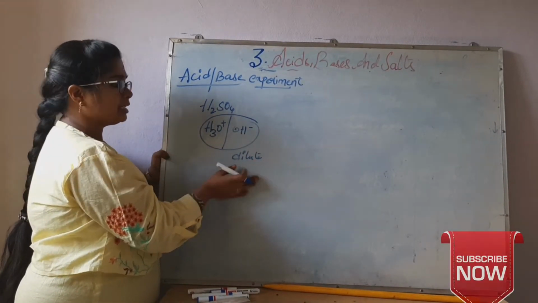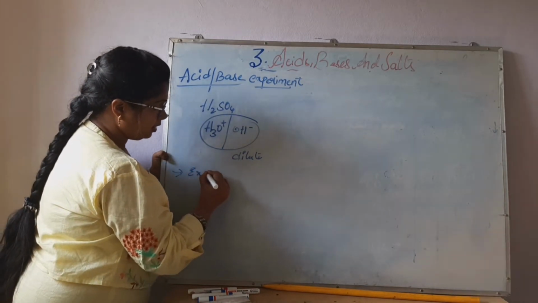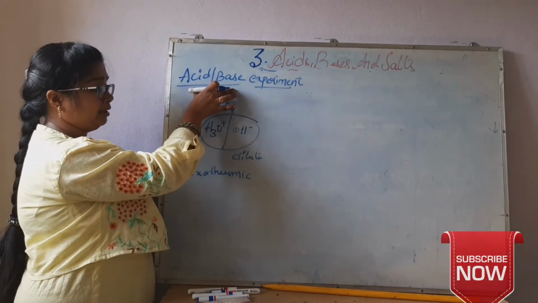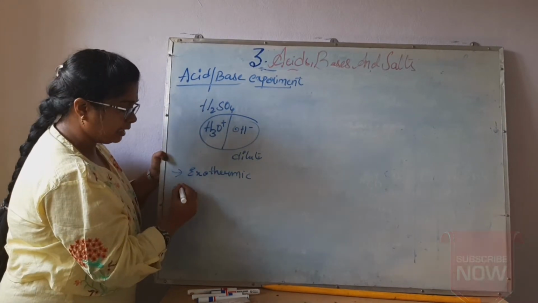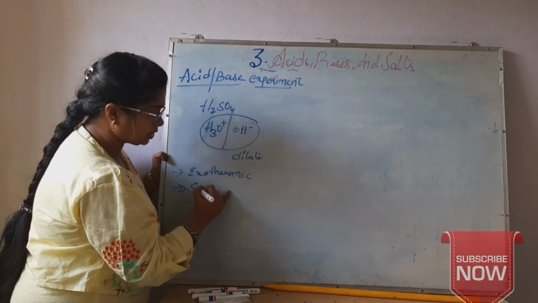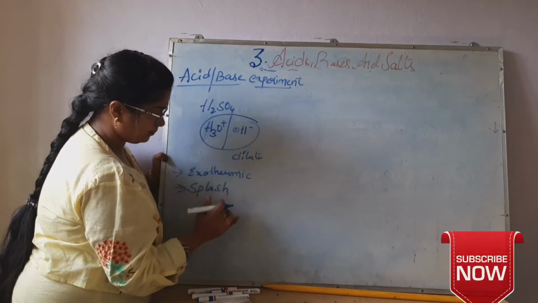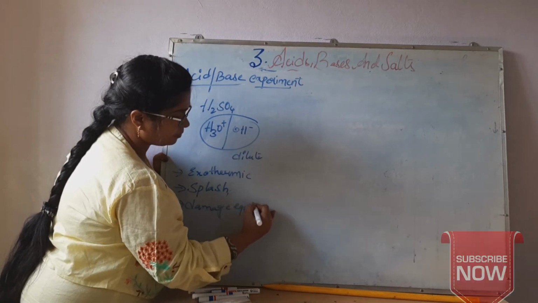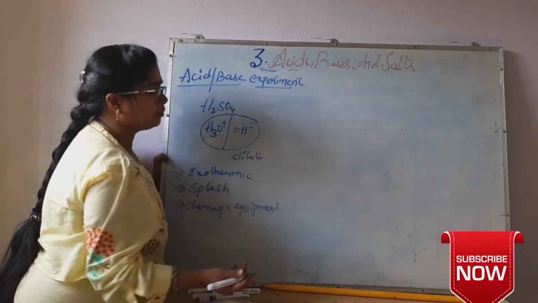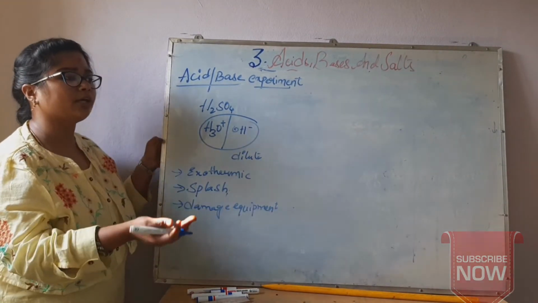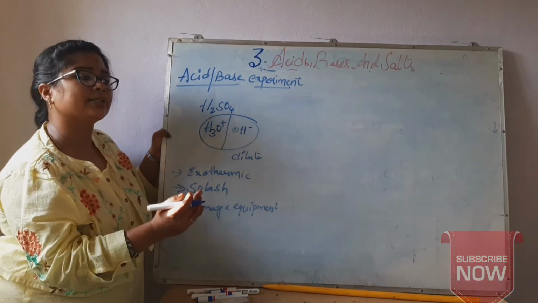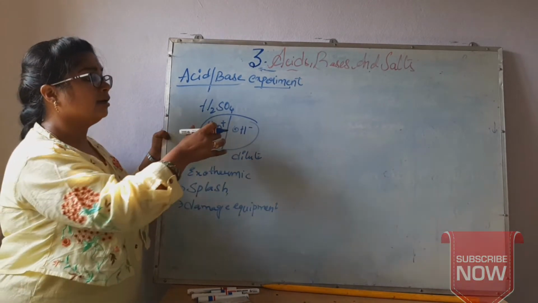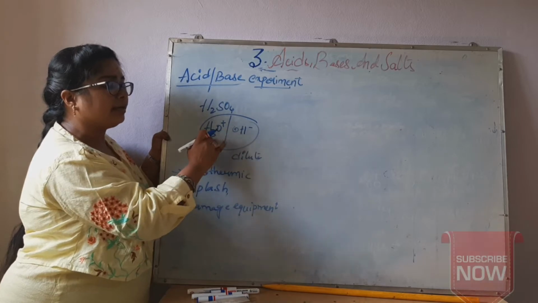During this experiment, it is an exothermic reaction. We saw, isn't it, exothermic reaction? When you add water to the acid, it is exothermic and produces a large amount of heat. Sometimes it splashes out and damages equipment also. So you are not supposed to add water to the acid. You are supposed to add acid to the water slowly, by stirring, so that it becomes dilute. Means what? In a large volume.